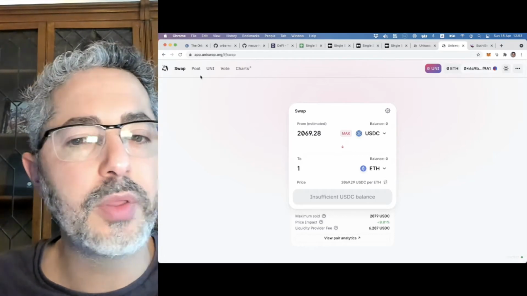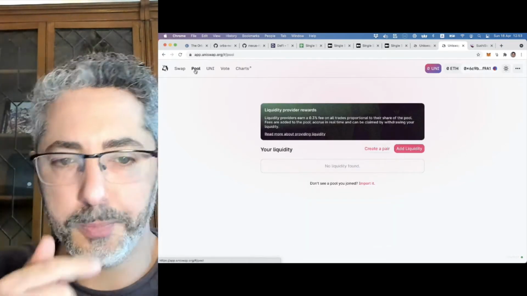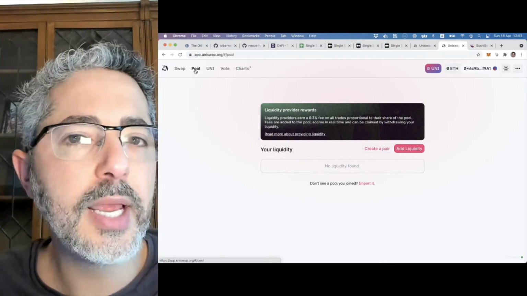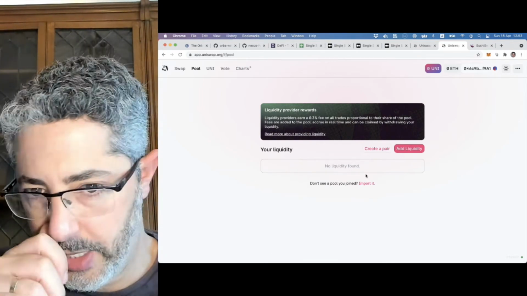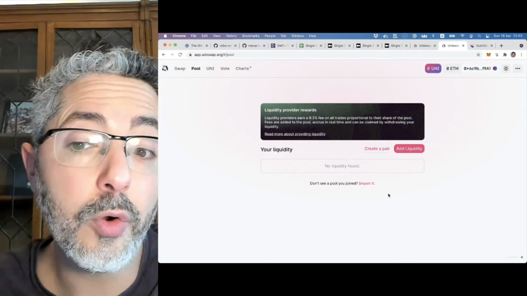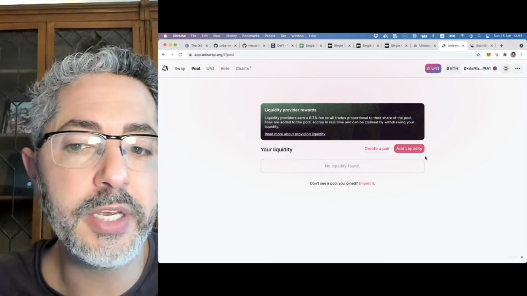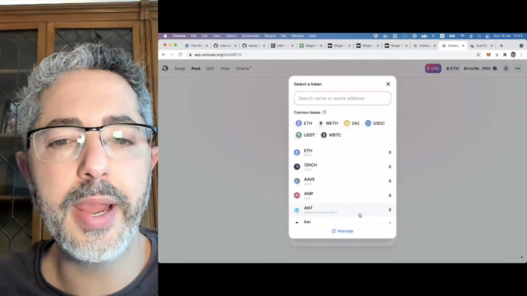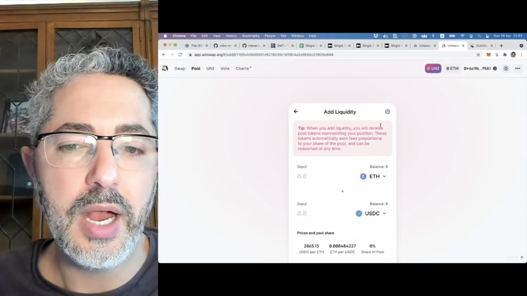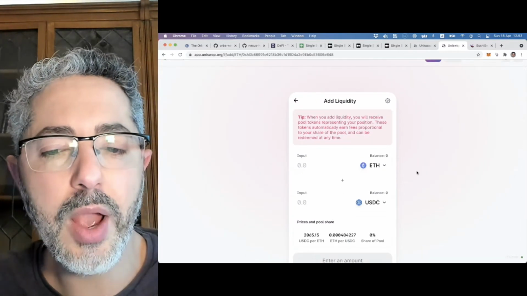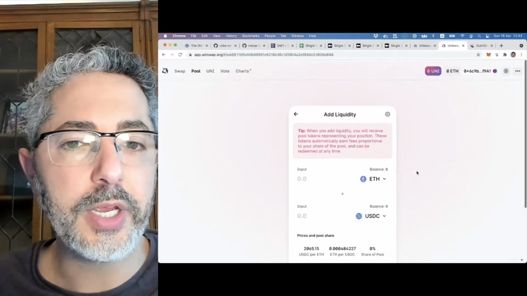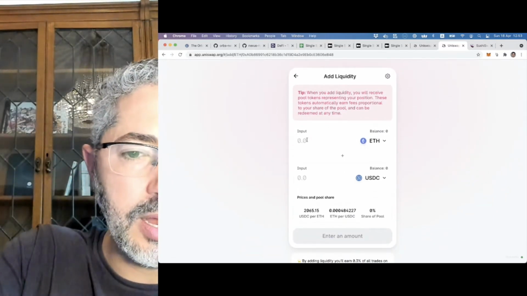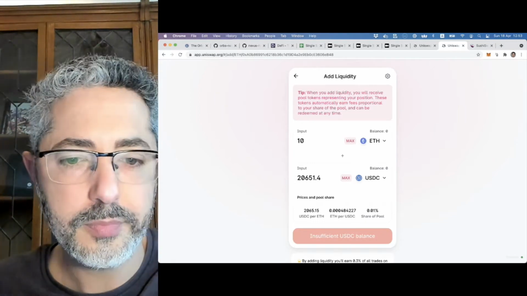Let's look at the interface for a liquidity provider. As a liquidity provider, which is a completely different party, not the same party that is interested in doing trades, if you have a lot of money lying around, you can just use it and make money off of it. So how do you do that? You do add liquidity, and then you choose the pair that you want to add liquidity for. So let's say that I have Ether lying around and USDC lying around. So I can go to Uniswap, add liquidity, and let's say that I have 10 Ether.